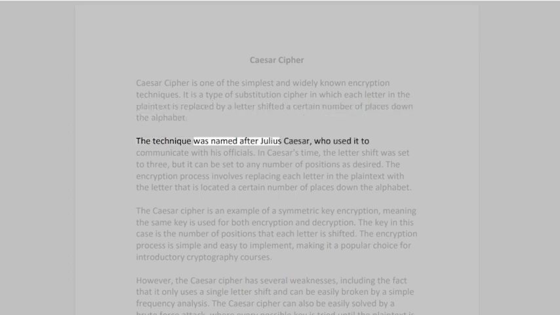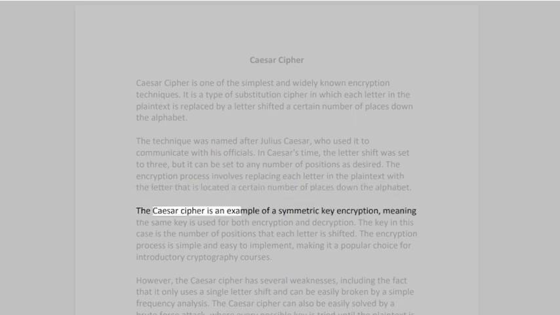The technique was named after Julius Caesar, who used it to communicate with his officials. In Caesar's time, the letter shift was set to 3, but it can be set to any number of positions as desired. The encryption process involves replacing each letter in the plaintext with the letter that is located a certain number of places down the alphabet.